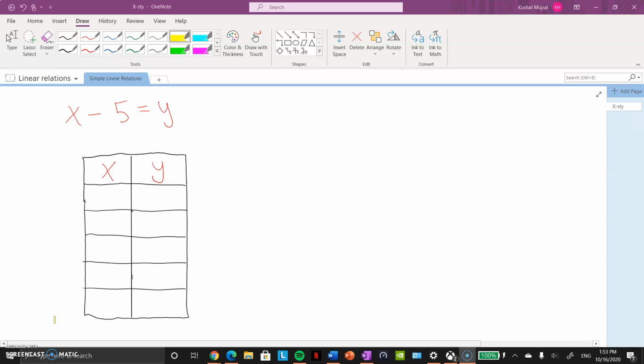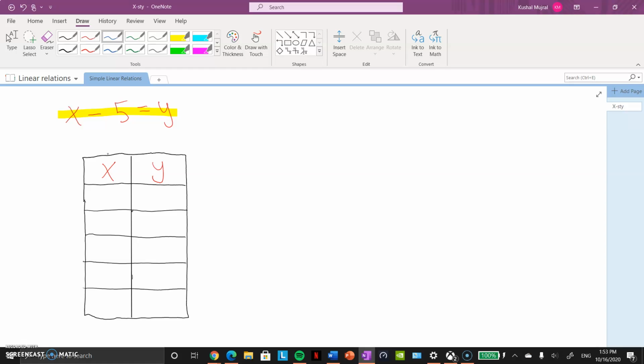Welcome to Simple Linear Relations. Let's take a look at this question over here. X minus 5 equals y. So, first thing that we're going to have to do is make a table of values. I already made one here, but follow along please, okay?